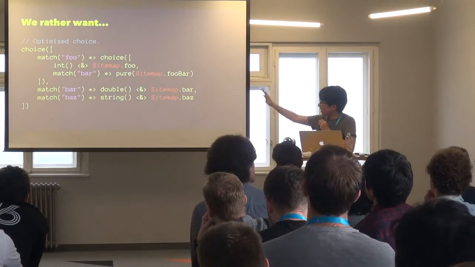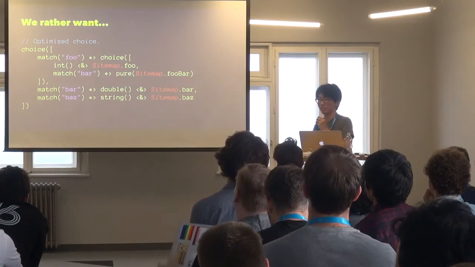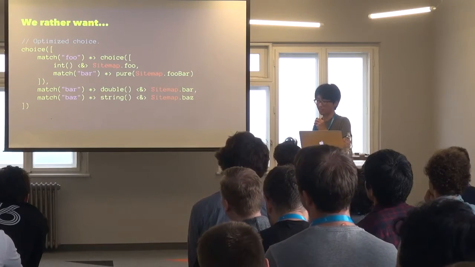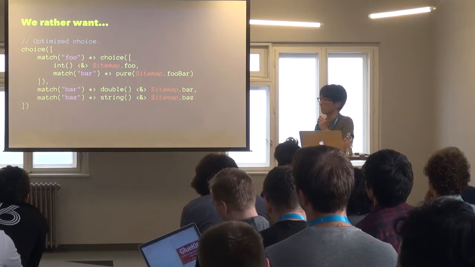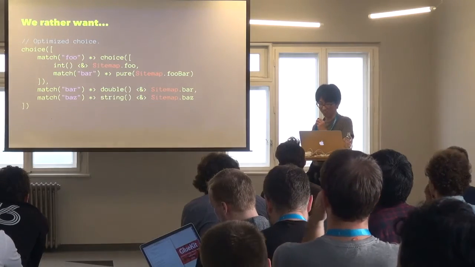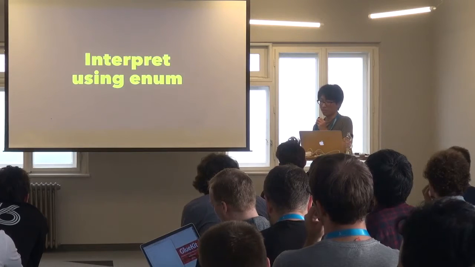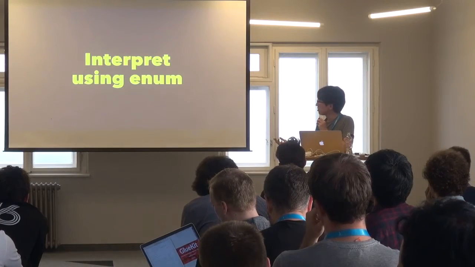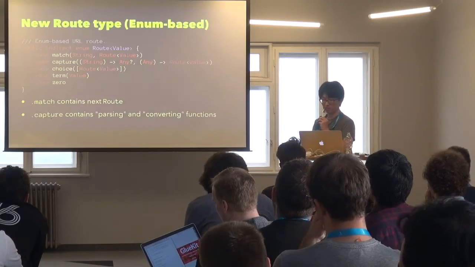But rewriting the code into this one is maybe easy, writing by hand, but sometimes we make mistakes, right? So it will be great if we can just press one button and convert to this one, right? So we want to make optimization easy, and to do so, we will dive into the enum-based routing instead of the function-based one. Let's take a look.